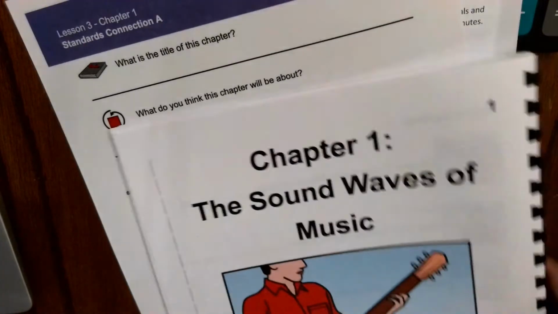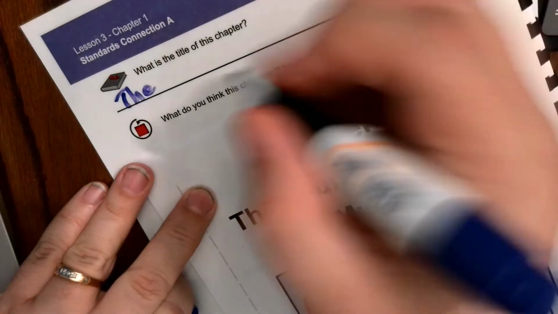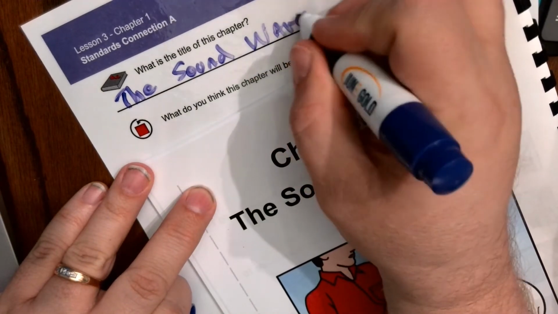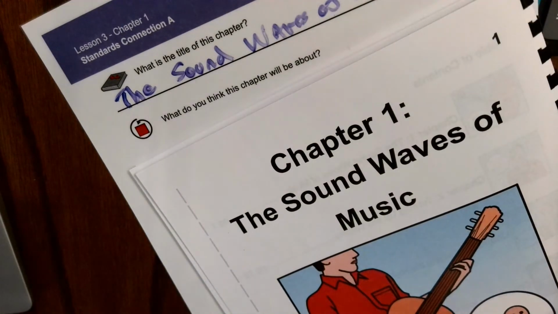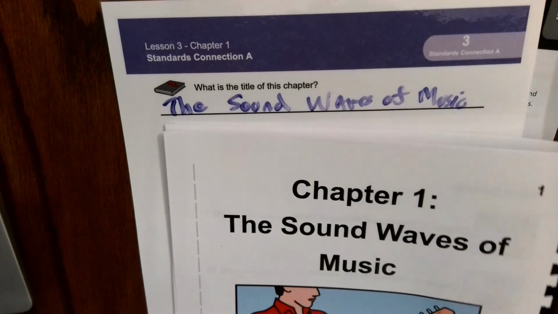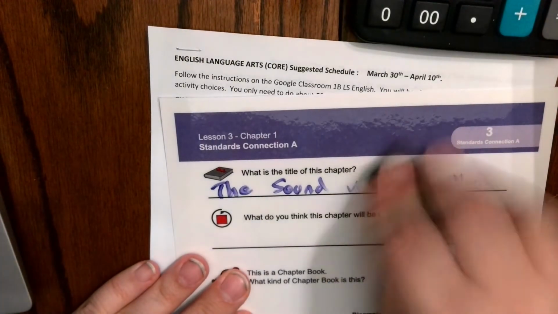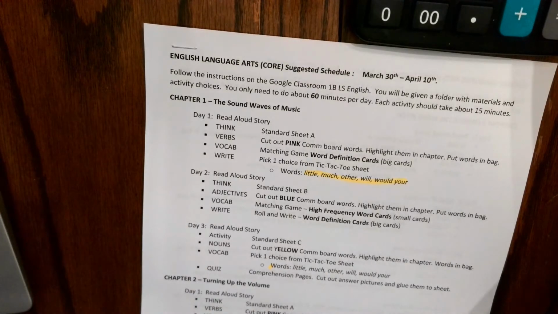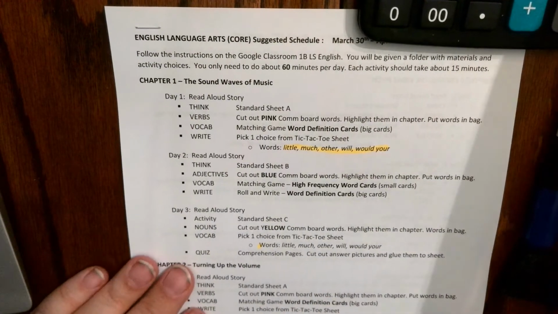And if we have that there, we're going to just copy the sound waves of music. Kids can do that independently. Sound waves of music. Okay. Once they've done that, they can erase it and put this away, and they can go ahead and check mark off that they are done with that particular item.